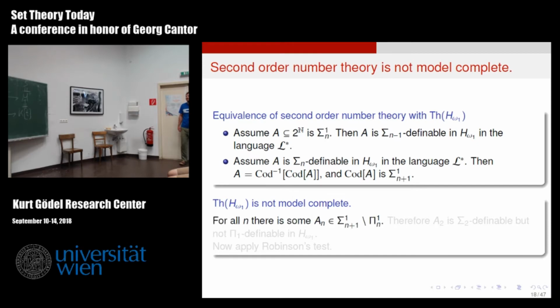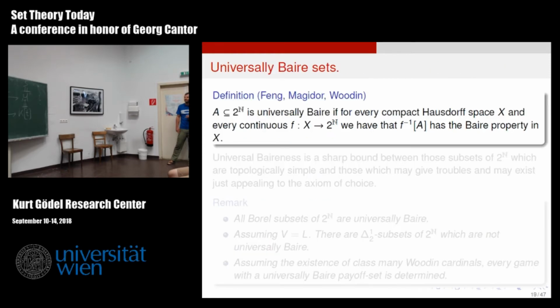Okay. And why is the theory of H omega 1 not model complete? Well, because we have universal sets for projective sets. You remember, a theory is model complete if every formula is equivalent to a universal formula. But universal formulas which are Sigma 1 n plus 1 complete cannot be Pi 1 1 definable. Okay? So what do we do? Well, essentially the solution is we throw in all these formulas as new predicates.